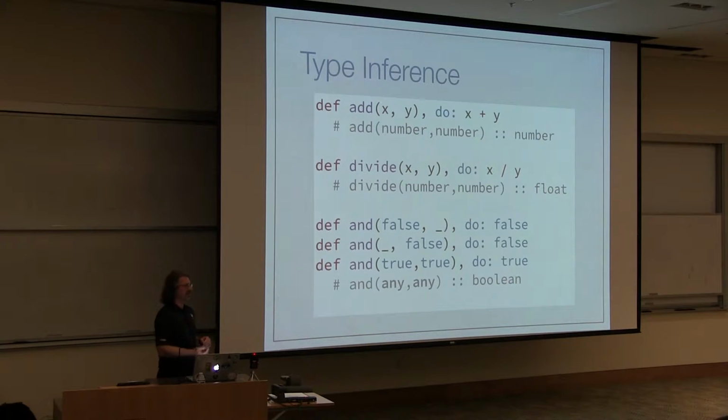Now using that knowledge, Dialyzer can then infer the type signature for this function. Because x and y are used on either side of the plus operator, it knows that both of those must be numbers. And furthermore, since the plus operator is defined as producing a number as a result, that's what the return type is inferred as.